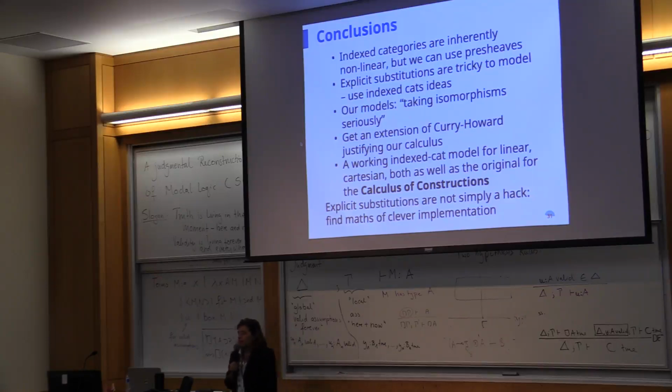And I have tried to show you very quickly, but you can read, because we have working index category models for linear, Cartesian, and both, as well as the one for the calculus of constructions, but without universes, so far. And I think this shows that explicit substitutions are not simply a hack. They actually are theoretically important. And if they weren't, we wouldn't be able to have a type theory with all the properties that we have for them.